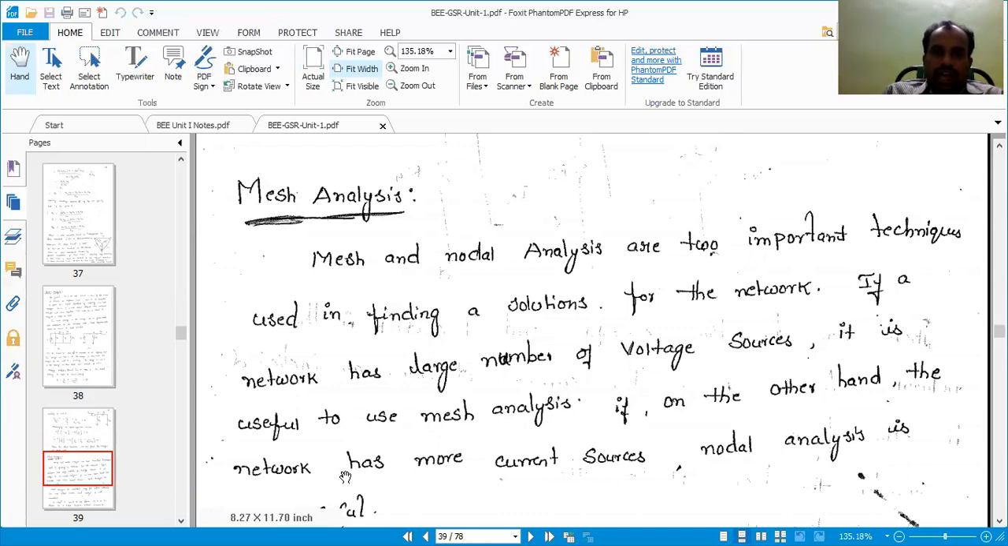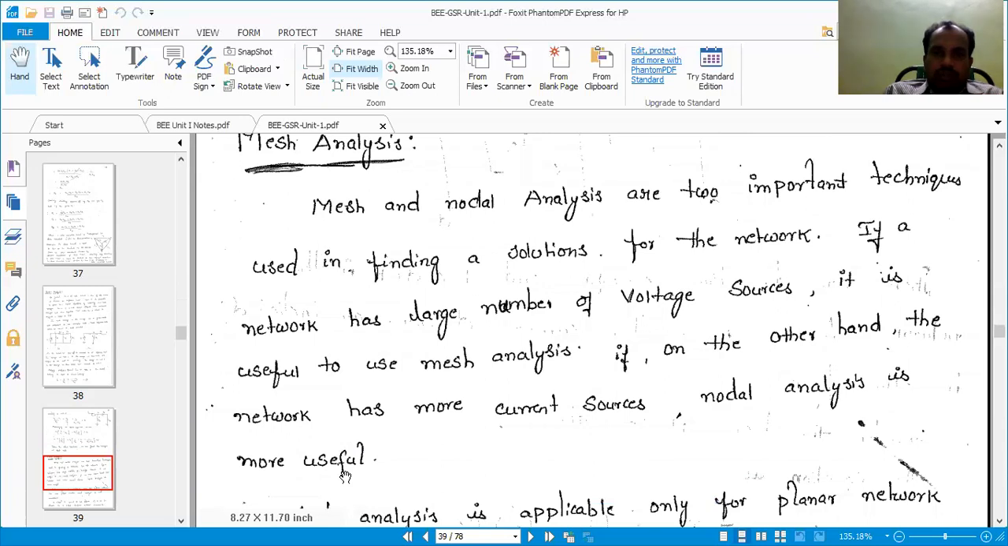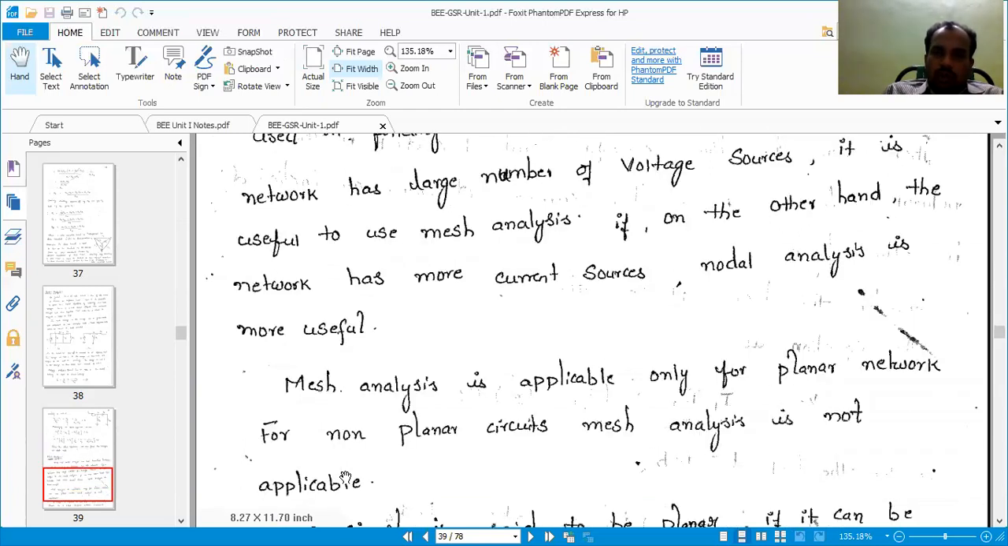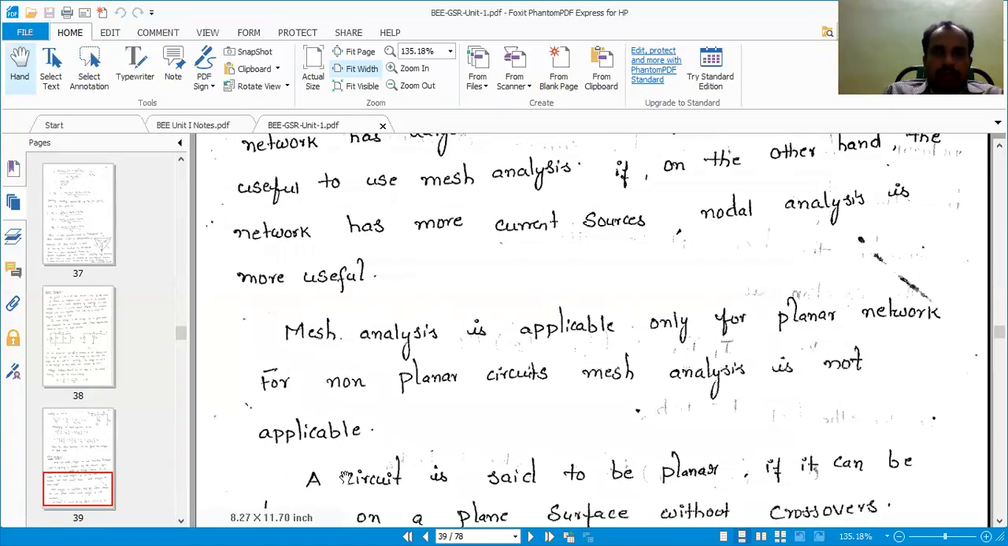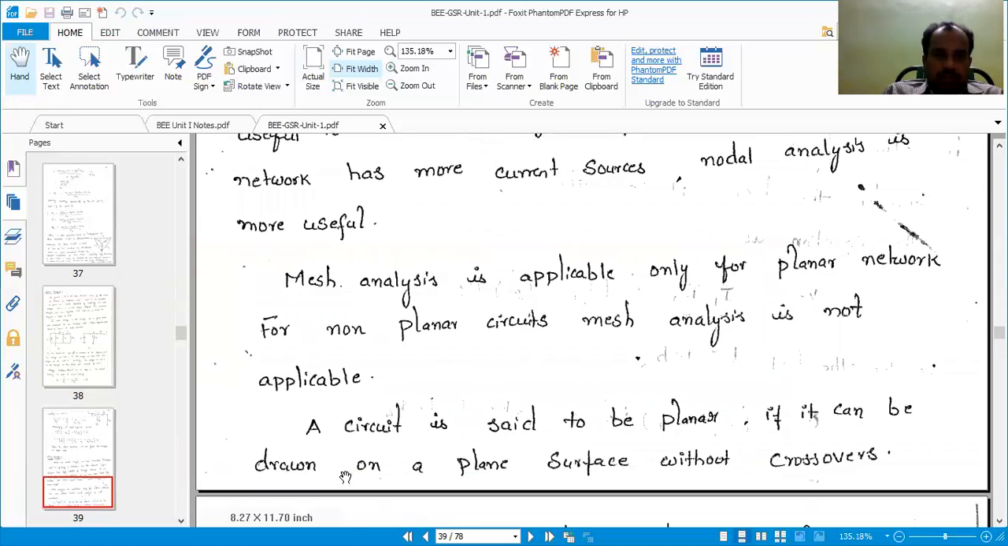If a network has a large number of current sources, we use nodal analysis. If a network has a large number of voltage sources, mesh analysis is useful. If, on the other hand, a network has more current sources, we use nodal analysis. Mesh analysis is applicable only for planar networks, and not for non-planar circuits.